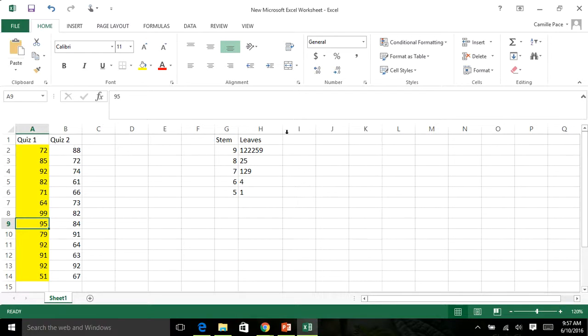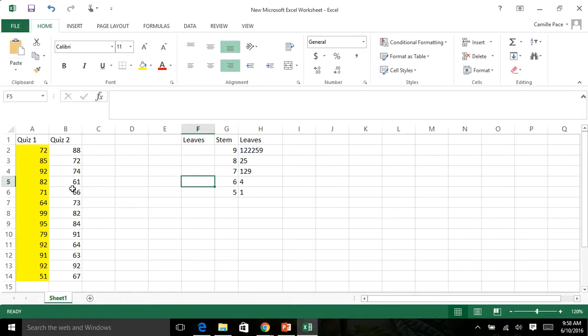If I wanted to do one of quiz 2 just by itself, I would do this the exact same way. But I want to put my leaves for quiz 2 over here. For this column, I'm going to put it this way so it'll line up properly. Let me look at my 50s. I have no 50s in here, so I'm going to leave it blank. I'm not putting a 0, because if I put a 0, it would mean there's a 50 and there's not.